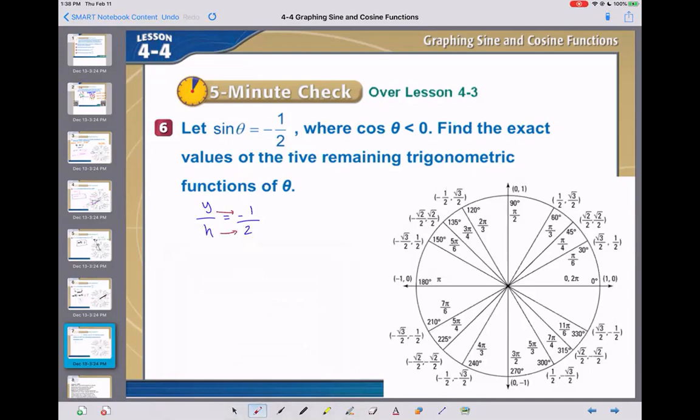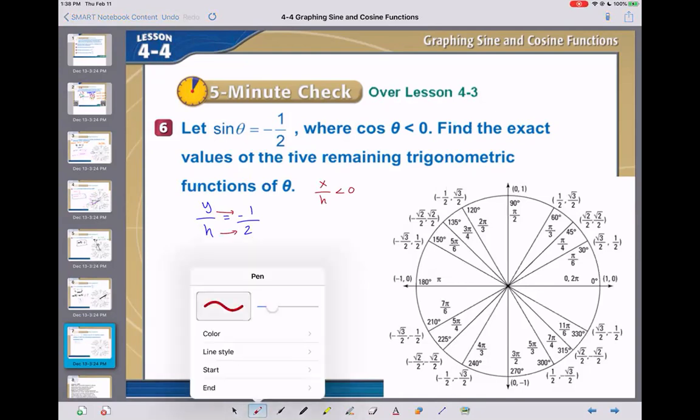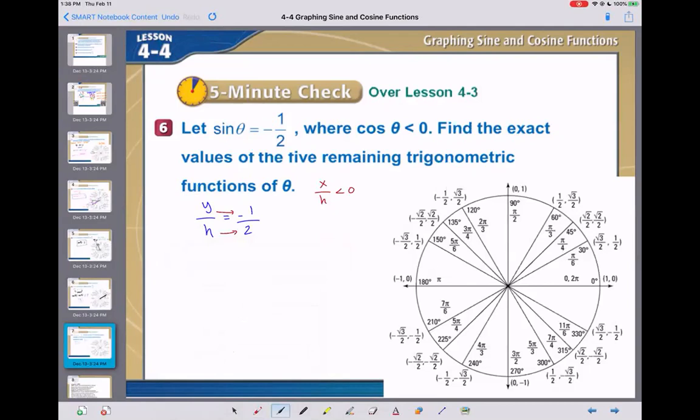We're told cosine is less than 0. Well, cosine is x over h. We know h is always positive, which means when I solve for x here, x is being divided by h. How do you get rid of division? Multiplication. If I multiply both sides by h, since h is a positive number, we don't change the inequality. Remember, it's an old inequality rule: if you multiply by a negative, you need to flip the direction. But this one's going to stay the same direction because we know h has to be positive.